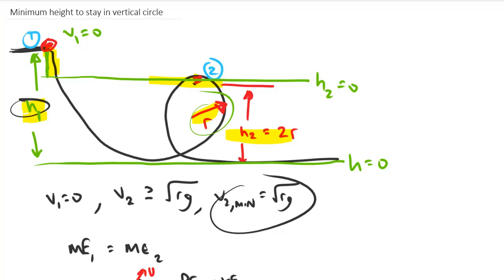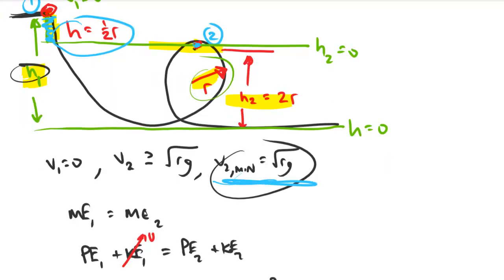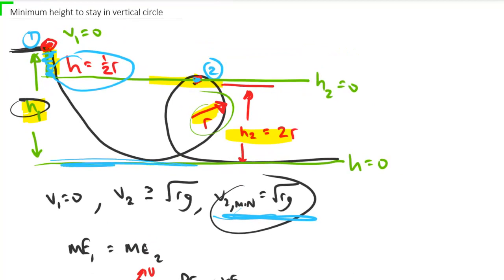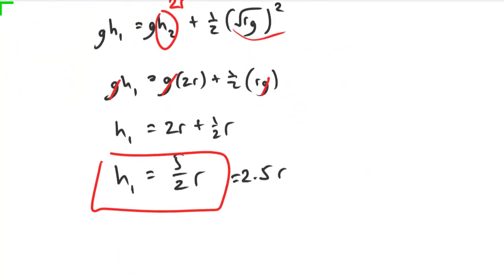So this height would be equal to 1/2 R. It needs this much potential energy. The potential energy here needs to be converted to kinetic energy to make sure it's going the minimum speed needed to make it through the loop that we derived previously. Or if I measure from the bottom, then the total height just needs to be equal to 2.5 times the radius.